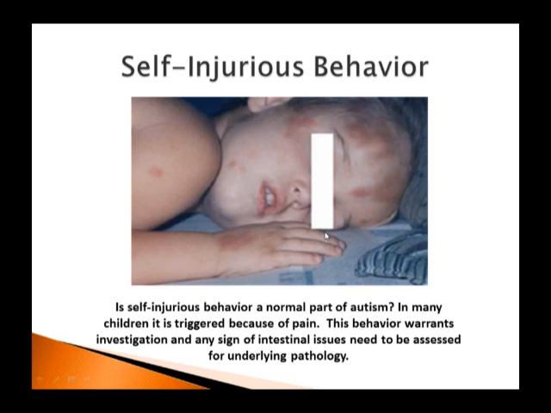And then certainly in extreme situations, many kids have become self-injurious because of the pain and the dysfunction that they have going on in the digestive system. So self-injury behavior, I guess the question to ask is, is it a normal part of autism? In many cases, it's actually triggered because of pain. And from my standpoint, that behavior warrants medical investigation and not just assuming that it's part of the autism spectrum.